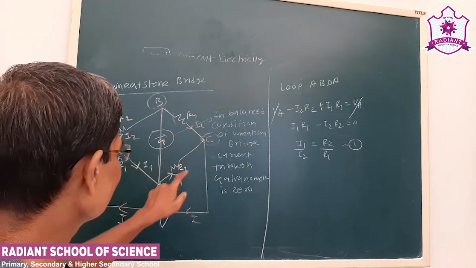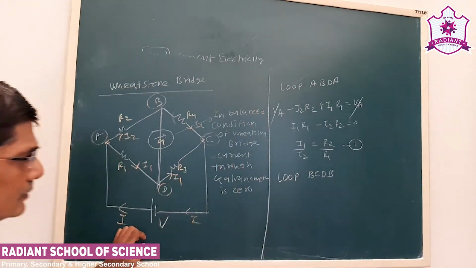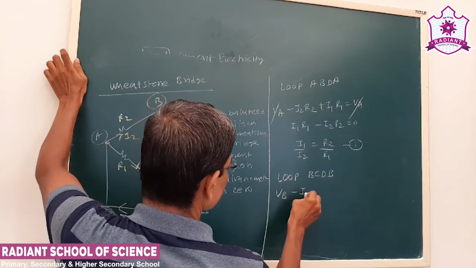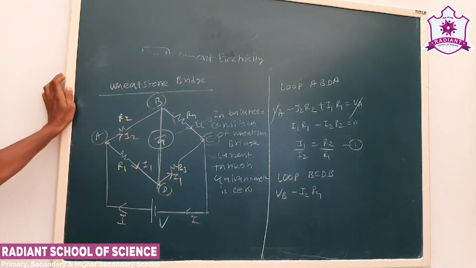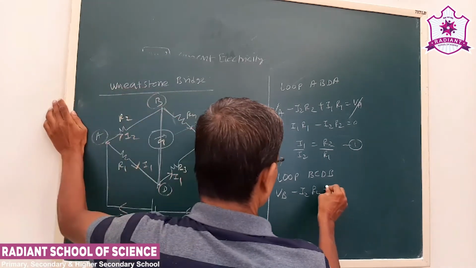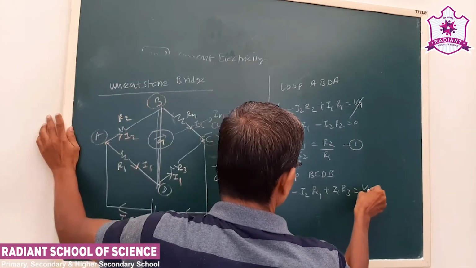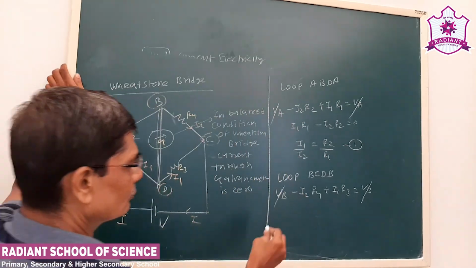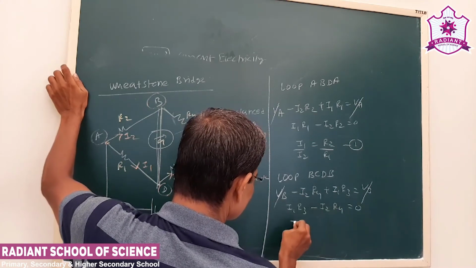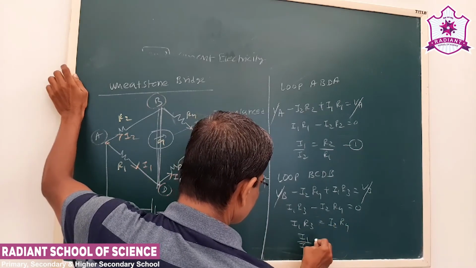Now see, in the BCDB loop, we use Kirchhoff's second law, that is VB minus I2 R4. Since that is the current direction, we have to take negative. Now in CD we are moving in the opposite direction of the current, so that will be plus I1 R3. We reach the point B again. So what we write here is I1 R3 minus I2 R4 is 0, I1 R3 is I2 R4. So I1 upon I2 is R4 upon R3.